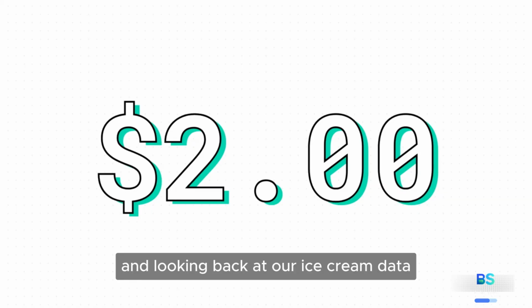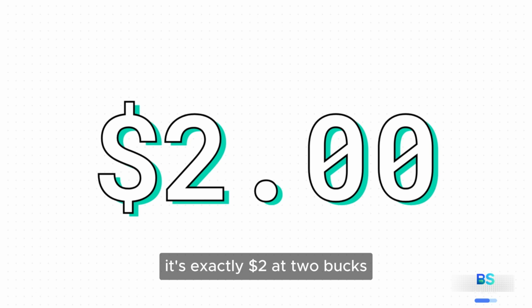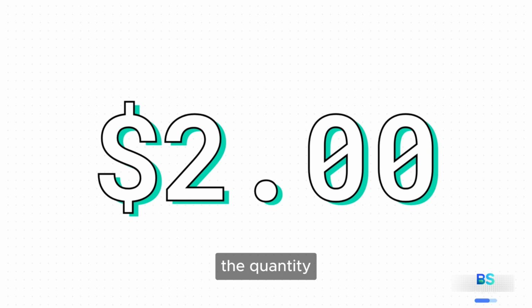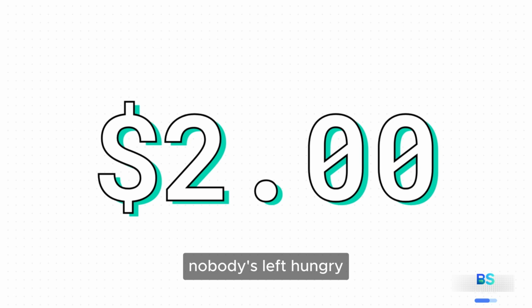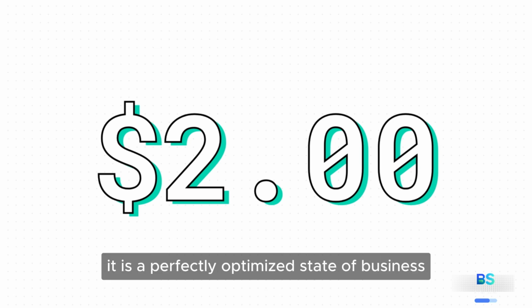And looking back at our ice cream data, we can spot that magic number. It's exactly $2. At $2, the quantity our business wants to supply is 7 cones, and that perfectly matches the 7 cones the market is demanding. There's zero waste, nobody's left hungry. It is a perfectly optimized state of business.